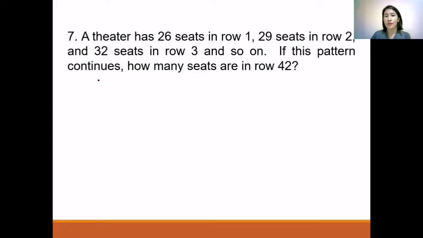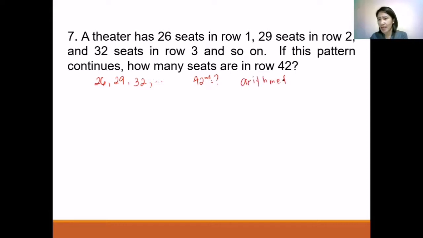So we know that on the first row you have 26. On the second row, you have 29. On the third row, you have 32. And then it goes on. What we're looking for is the 42nd row. So how many seats do we have on the 42nd row? By looking at our given, we are adding a number of seats to go to the next row, right? So it means we are just dealing with arithmetic.